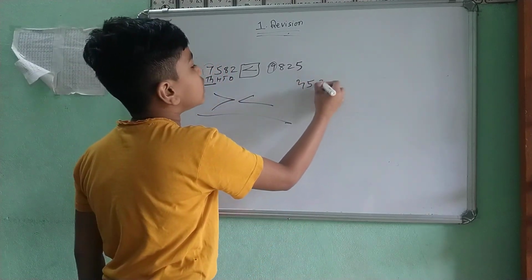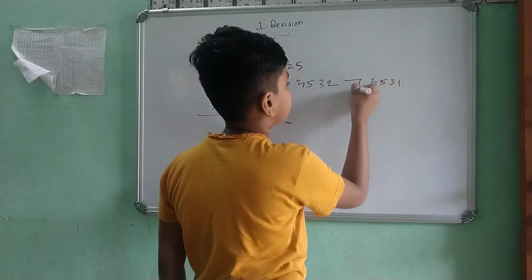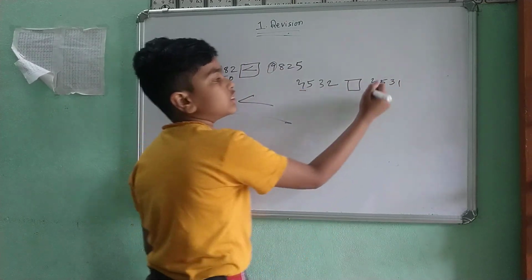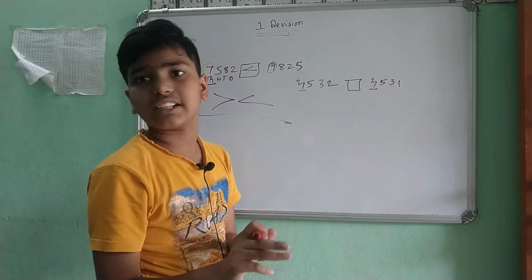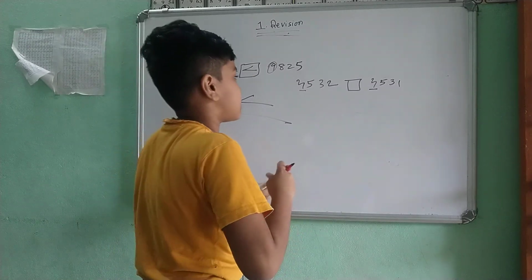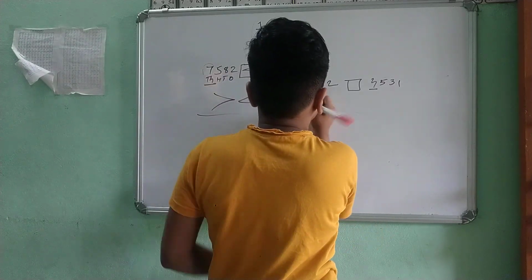4, 5, 3, 2, 4, 5, 3, 1. Which is the bigger one? I can't guess it. So let's see the hundreds place. Okay, so what's in the hundreds place? 5.